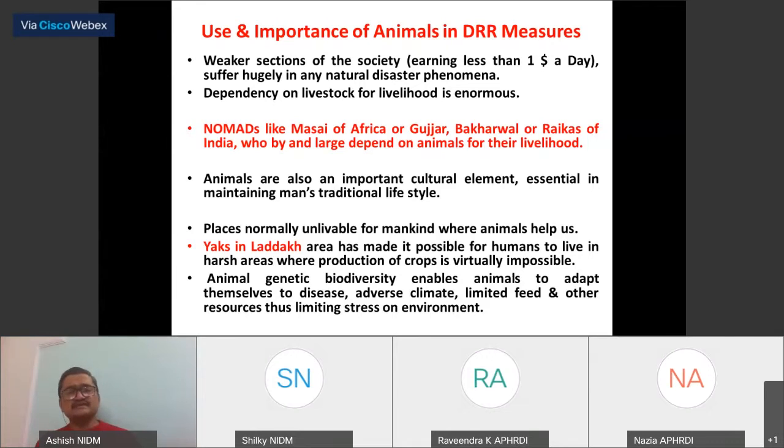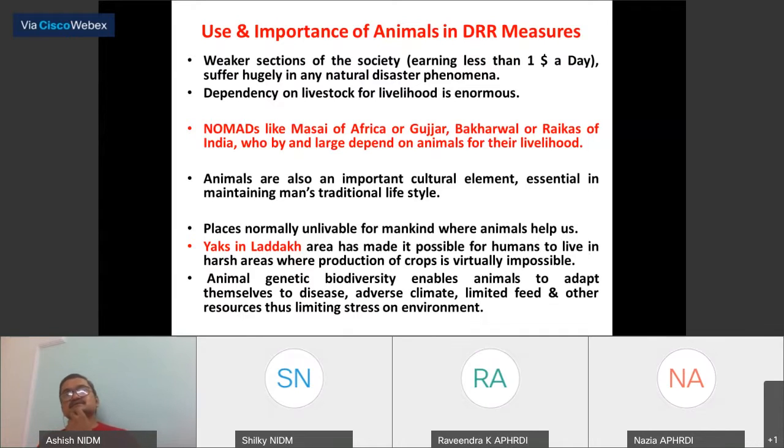And animals also play a very important cultural role, which is essential for maintaining man's traditional lifestyle. Then there are places where it is very difficult to manage without animals. I can give you one example of Ladakh, where if yaks are not there, then it is very difficult to live there all alone. And the animals' genetic biodiversity is so tough, so unique. It enables animals to adapt themselves to diseases, adverse climate conditions, limited feeding situations and resources, thus limiting stress on the environment.